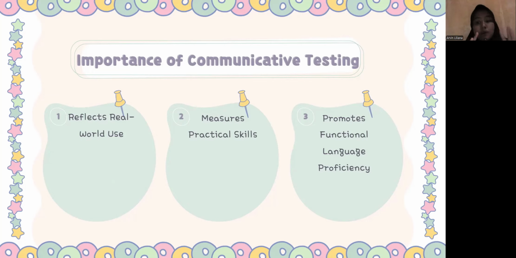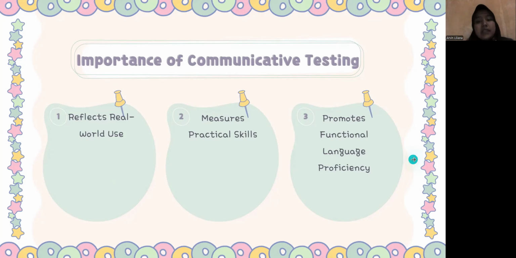The third is promoting functional language proficiency. By using a communicative approach, students are motivated to learn language through effective communication. They are encouraged to learn how to express opinions, understand conversation, or write messages correctly because they know the skills will be assessed in relevant contexts.